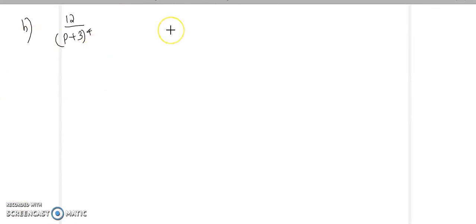Now next you need to find L inverse of 12 by p plus 3 whole raised to 4. Since p plus 3 comes, e raised to minus 3x comes. So let us first find L inverse of 12 by p raised to 4. For p raised to 4 to come, it will be x cube.